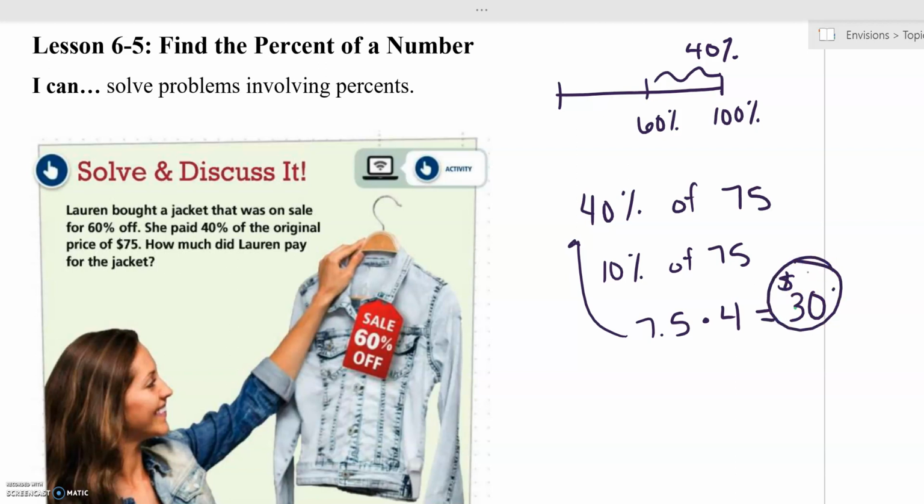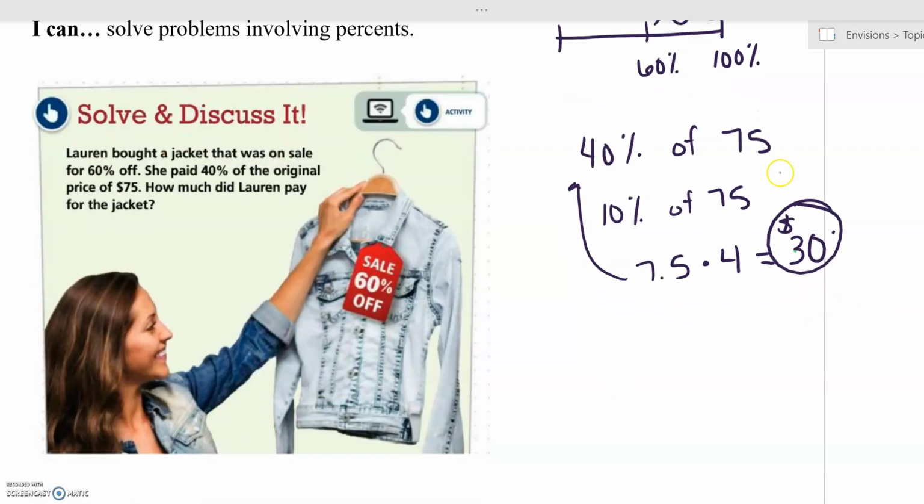Some of you guys might multiply here, so that would be 40% as a decimal. Remember, we have to change our percents to decimals, and multiply that by 75, which again, you would have gotten that $30 is how much Lauren paid for the jacket. And we're going to be looking at different ways. I'm going to show you different ways to set up our percent problems as we work through these. Okay? All right, and if you did a different way, you can tell me about it.